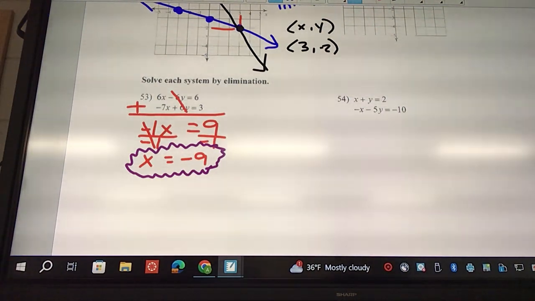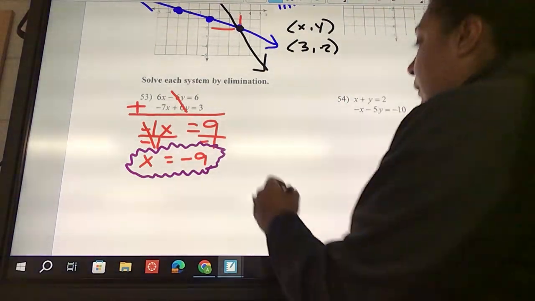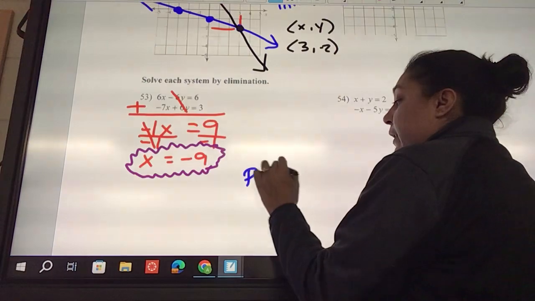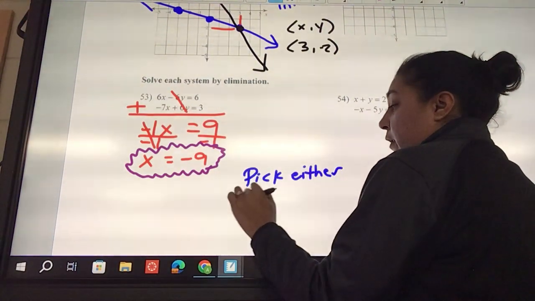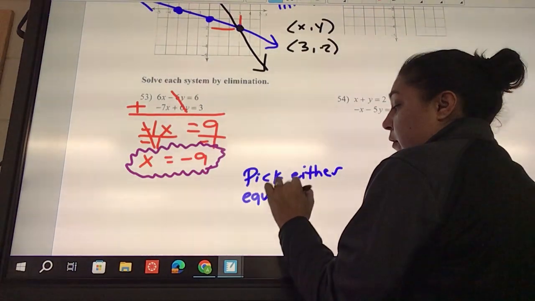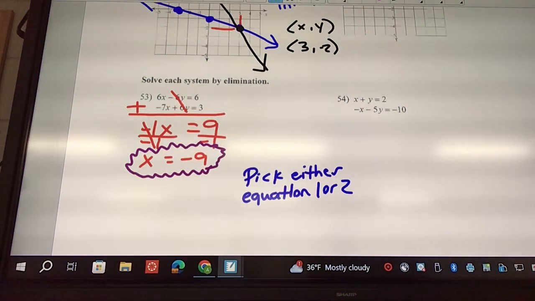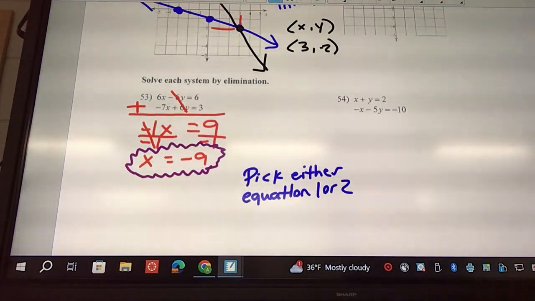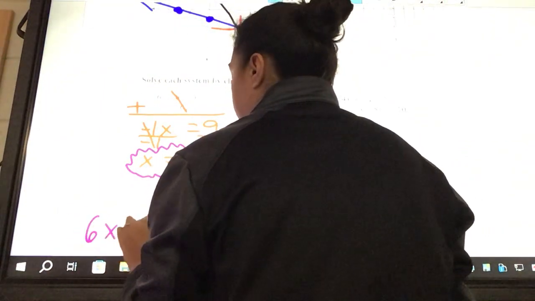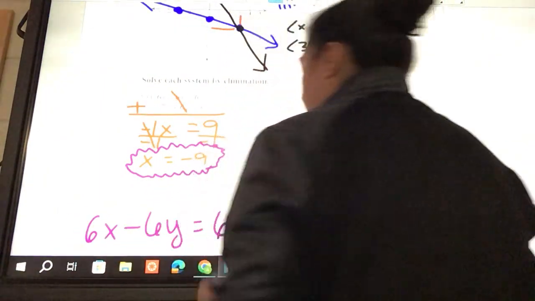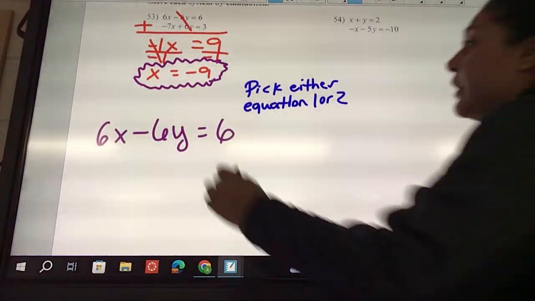So from here, you're going to plug it into an original equation. Would you like to use equation 1 or equation 2? One. I'm going to write you a note: pick either equation 1 or 2. No matter whether you're solving for the x or y, the steps are the same. You said 1, so I'm going to write down equation 1, and equation 1 says 6x minus 6y equals 6. What did I solve for? x, so we're going to plug that in.